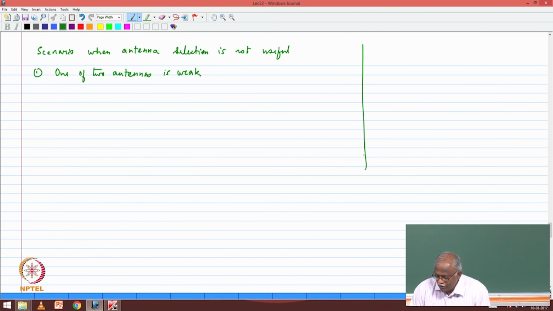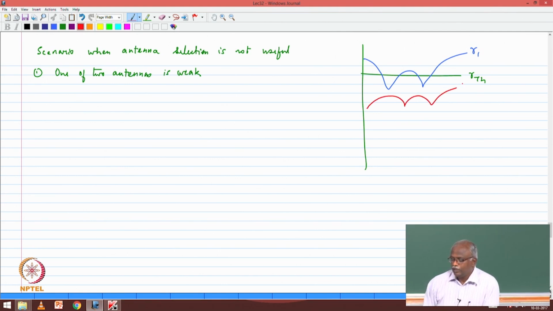So, here is the pictorial representation of that. This is the gamma threshold. The first antenna has some SNR, so this is gamma 1. Gamma 2 is this. Notice it is always below the fading threshold, so it really does not contribute to the SNR benefit. So, this is a case where selection is of no use.